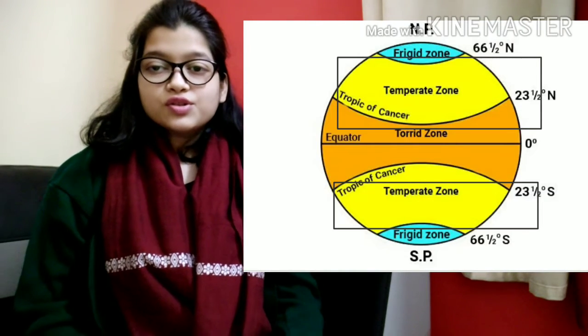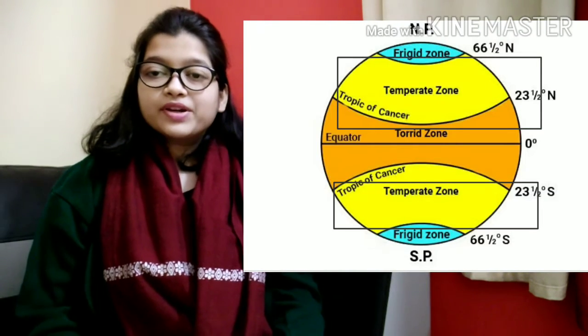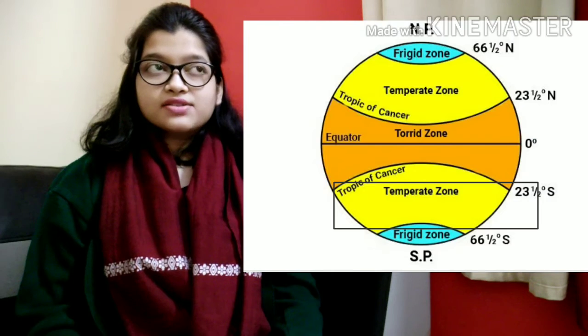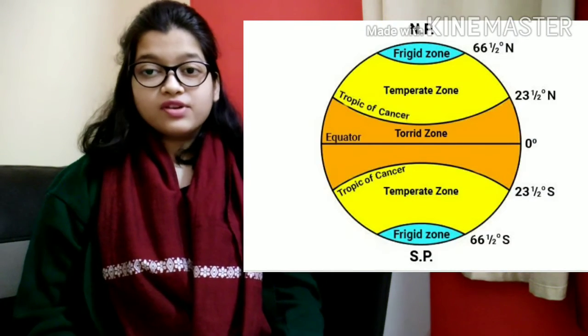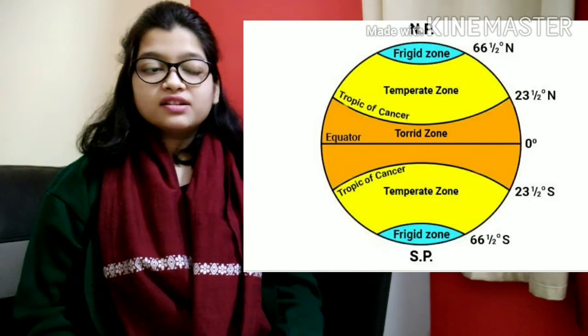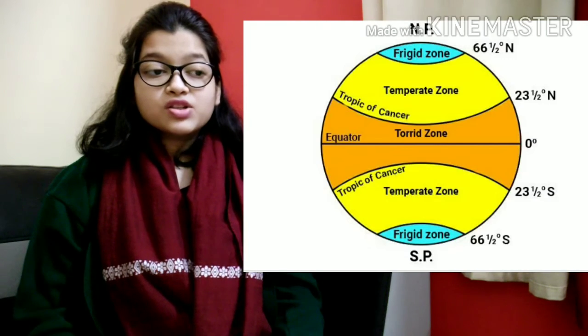Students, now the temperate zones. Temperate zones are zones that are very comfortable to live in because the temperature is neither too hot nor too cold in these temperate zones. Why? Because the sun never overheats this zone. So that is all about the temperate zone. Now next we will see the frigid zone.